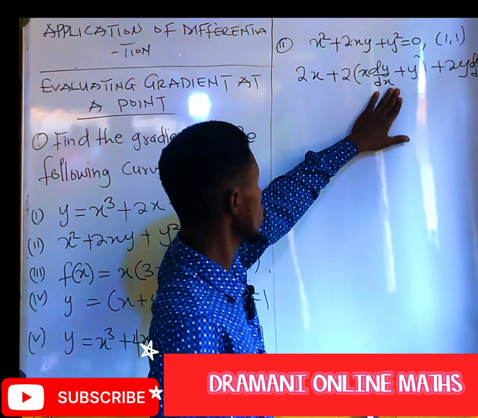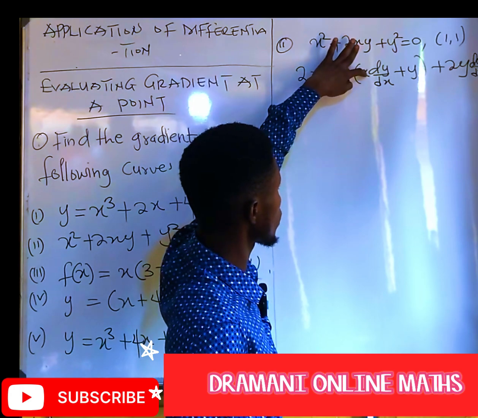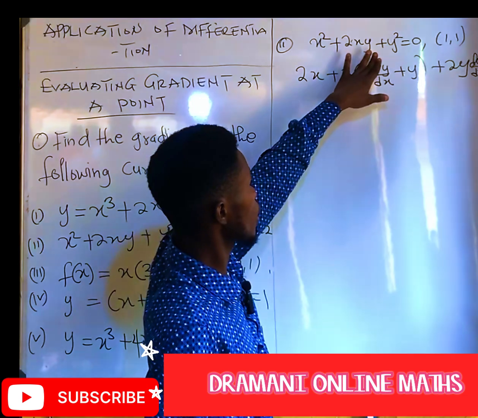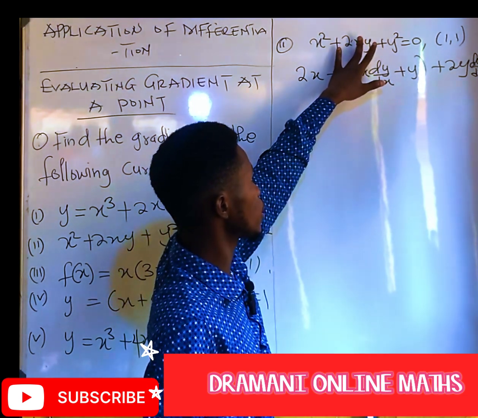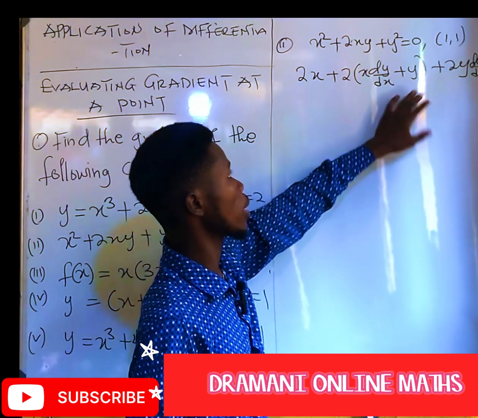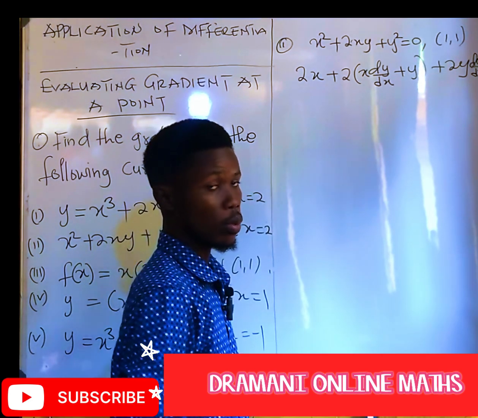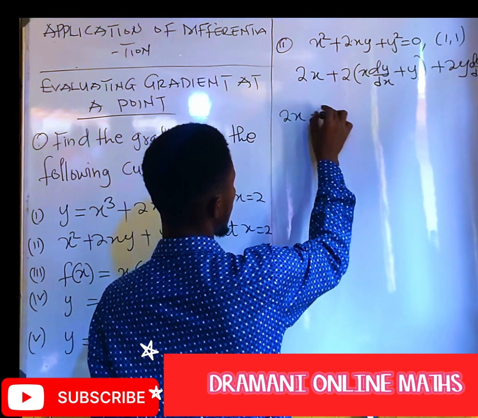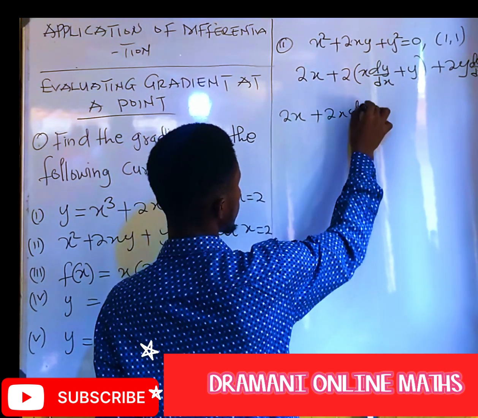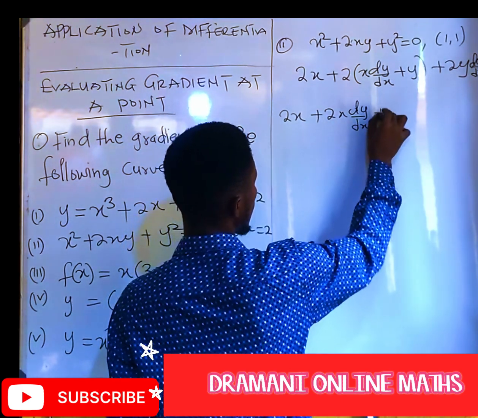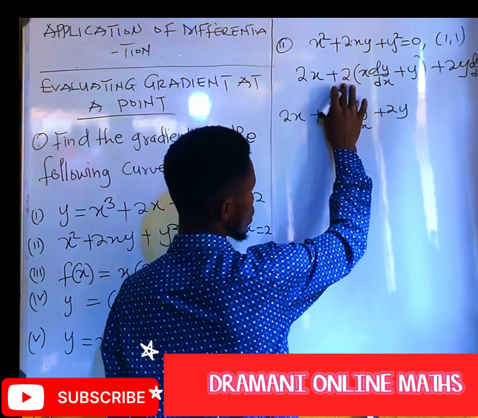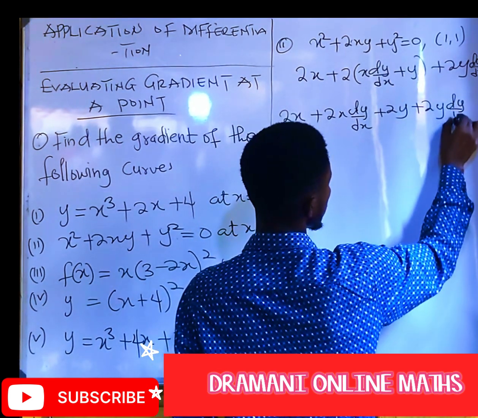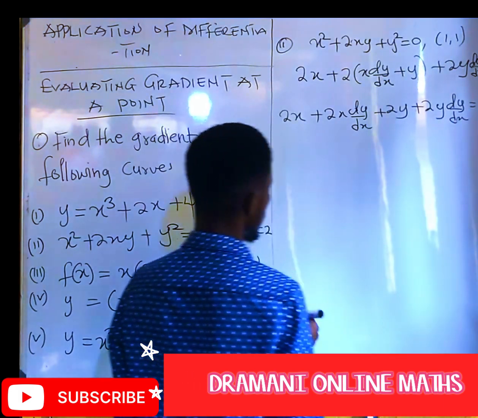I've already explained it. What you do here is that you hold the x, then differentiate y. If you differentiate y, that will give you dy dx times the x. Then after that, plus, you come and hold the y, you differentiate x, you get 1. 1 times y is y. So that's how you do it. That's the product rule. You can also use a formula. So here I have my 2x plus 2x dy dx plus 2y. I'm just opening the brackets. Plus 2y dy dx equals 0. Is that okay?